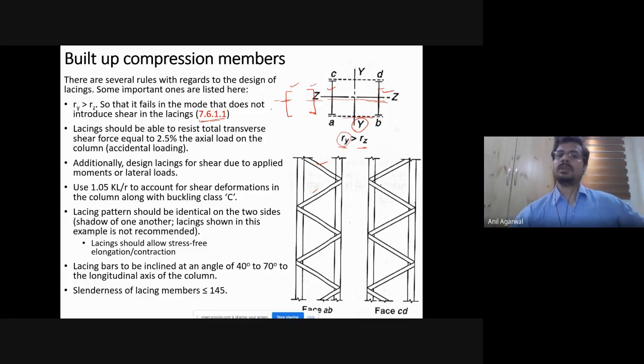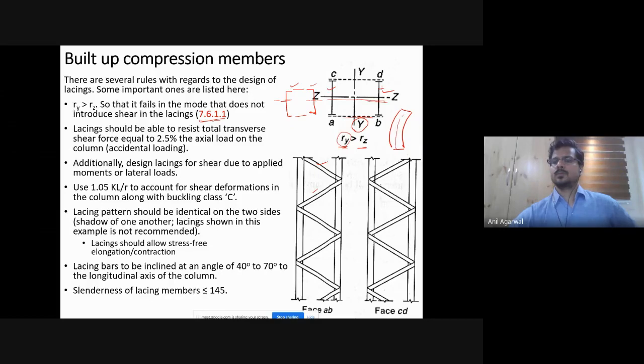Fine. But now, why is this insistence on making the individual members buckle in their major axis and not the entire built up section buckling in the other direction, about the Y axis? The reason is that if the buckling about the Y axis takes place, then that will be accompanied by a lot of shear force demand on these lacings. Imagine that this member is bending about the Y axis. This is how it will look.